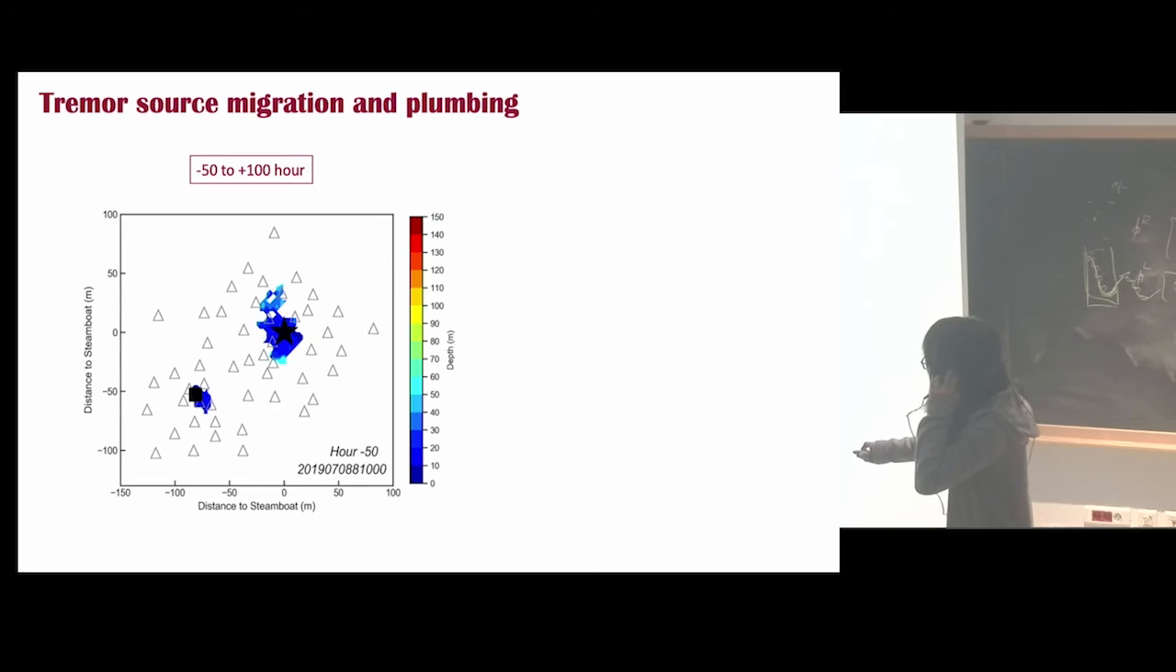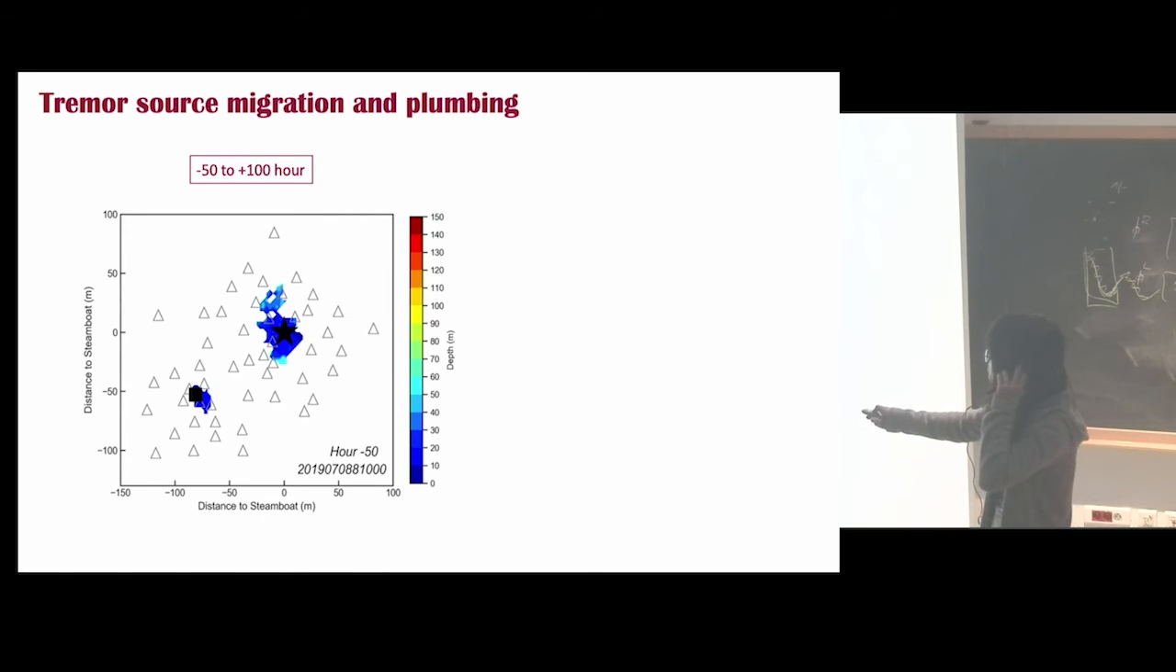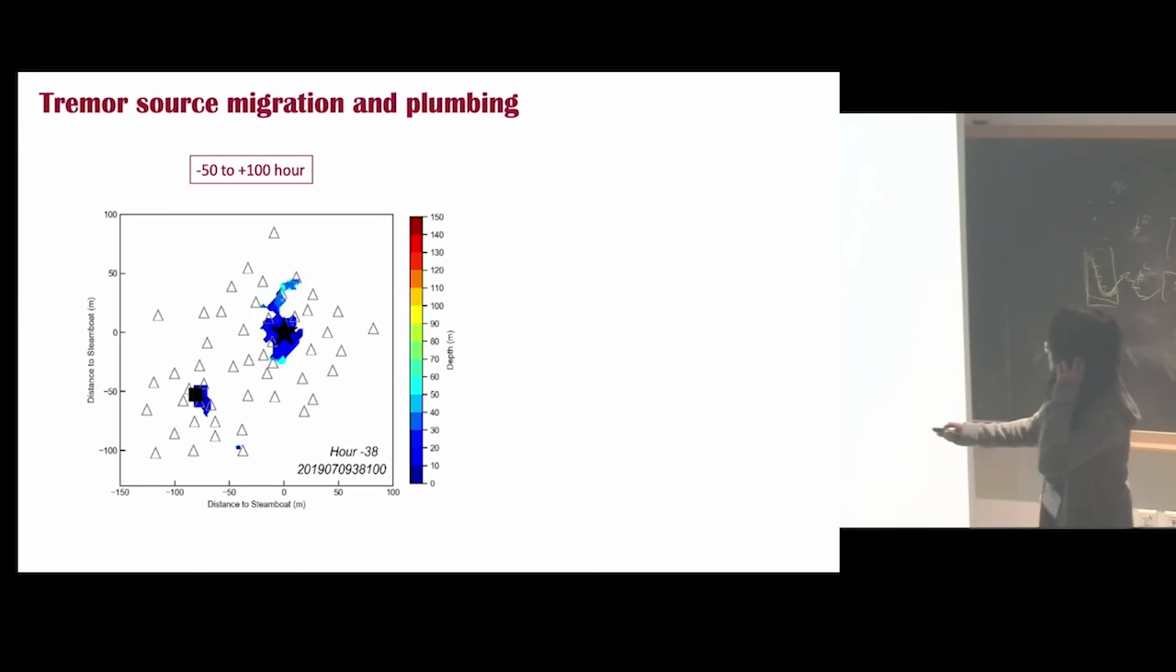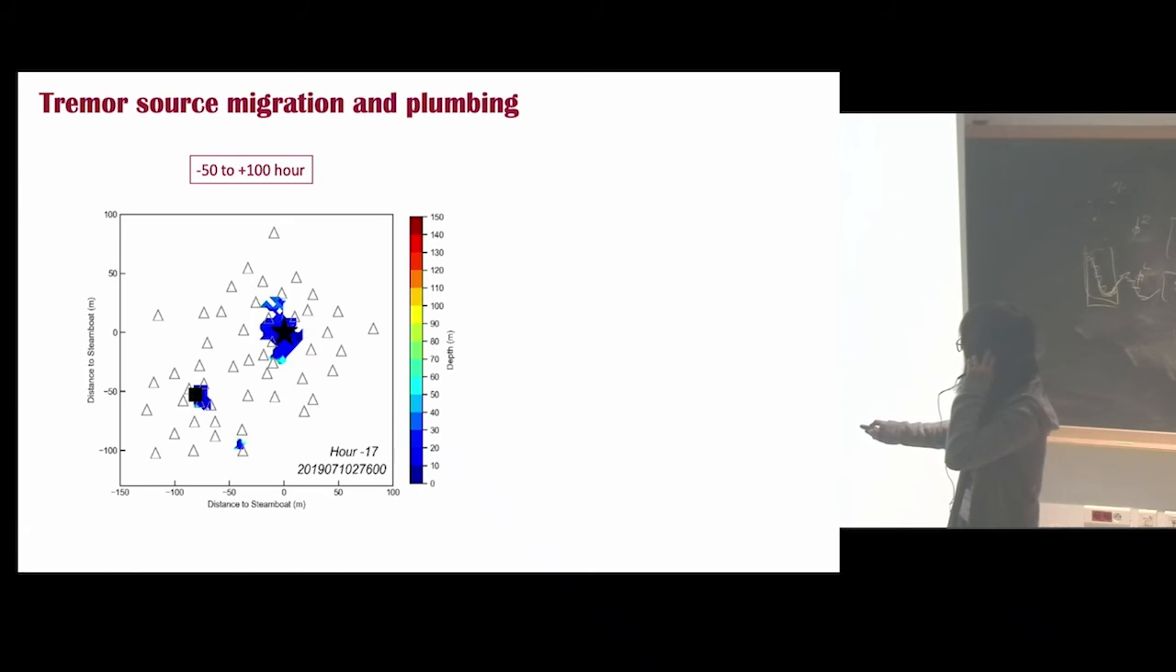So now I'm trying to play a similar movie, but now you're seeing the color is the source depth. The blue color is shallower, the red color is deeper. And this is the geyser, this is the spring, 100 meters apart, from 50 hours before the eruption to 100 hours after the eruption. So before the eruption, both are shallower beneath each of the features. Right after the eruption it is much deeper, and you can see the migration back to beneath the spring.